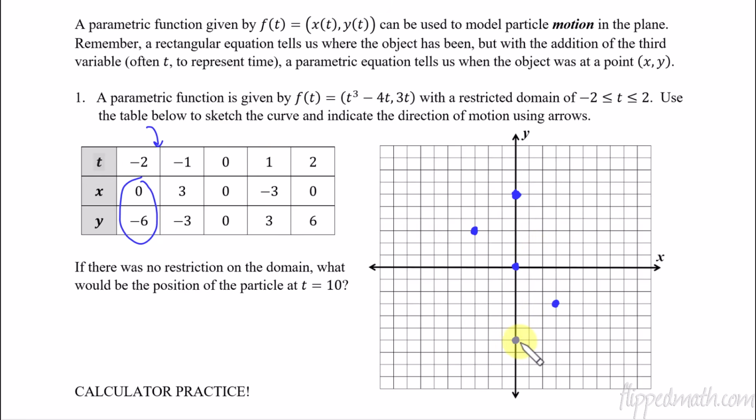Because right now, if we just connect these, it would just be some straight lines like that. Just some different segments, and then that would be it. That might be what it looks like, but we don't know without more coordinate points. We'll do that in just a second. I'm going to show you something.